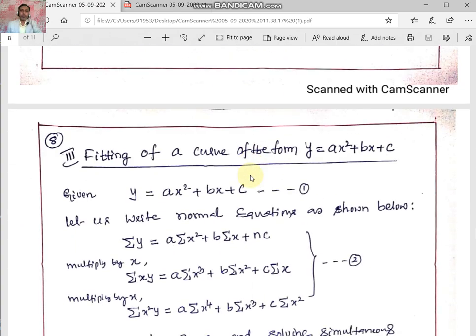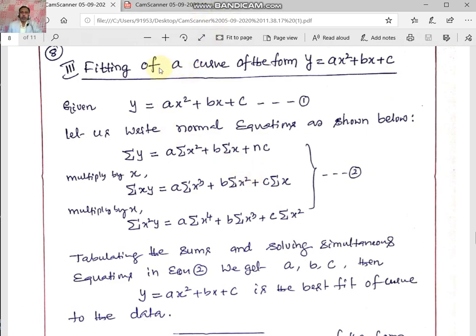So this is the best fit of the curve in the form of y is equal to a x power b. And third case, fitting a curve of the form y is equal to ax square plus bx plus c. So this is nothing but a quadratic equation or parabola. So given curve is y is equal to ax square plus bx plus c. Sometimes it can also be written as y is equal to a plus bx plus cx square. Like that also it can be written.